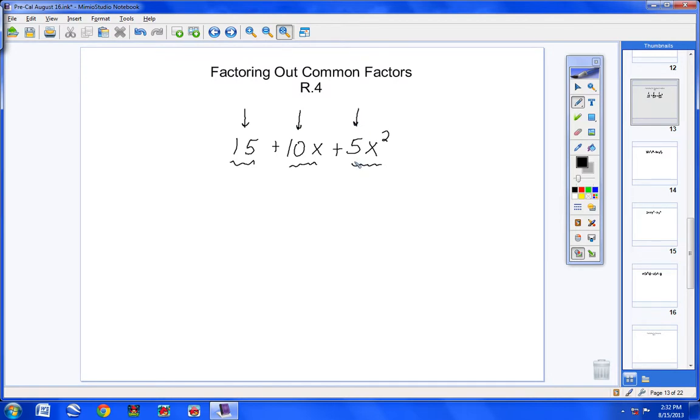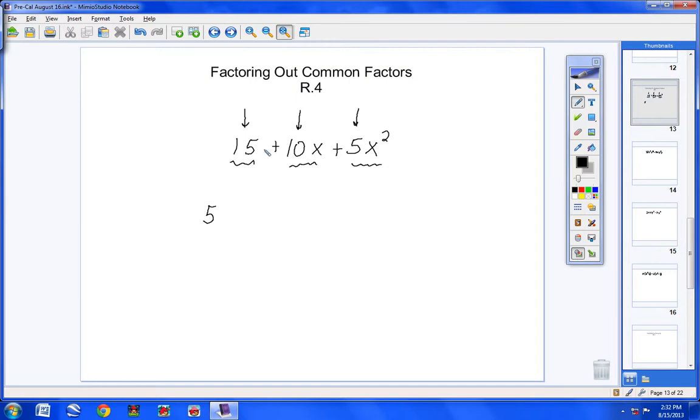So you say to yourself, what number goes into all of these numbers evenly? And it needs to be the biggest number. Well, the biggest number that goes into 5, 10, and 15 evenly is 5. So go ahead and write a 5. That's pretty easy. Hopefully you see that okay. All right? 5 goes into 5, 5 goes into 10, and 5 goes into 15.